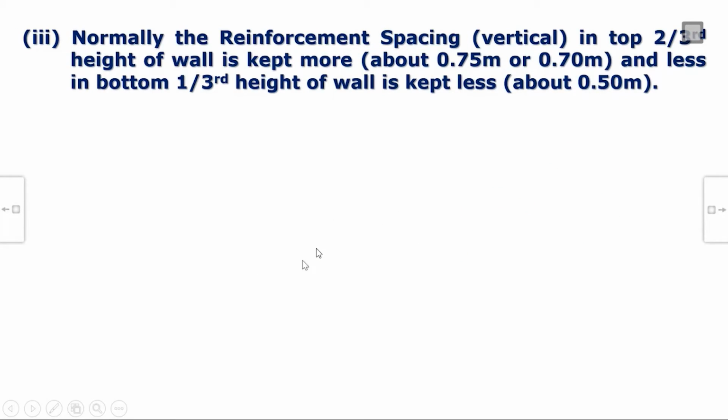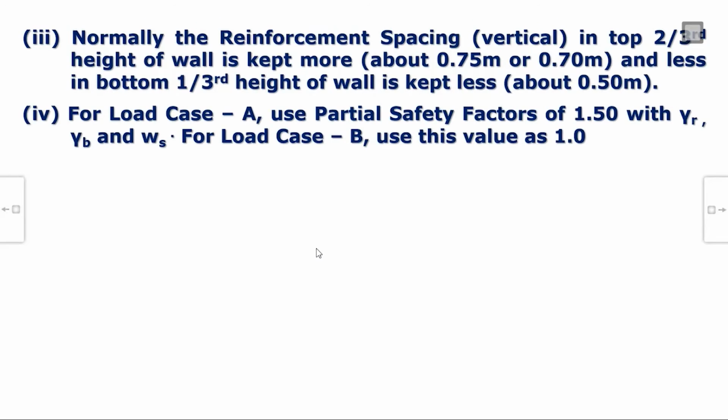Then check that your tensile stress is not coming more. If it is coming more, either you increase the spacing, but don't make it too close, less than 0.4 or something, or you increase the length of your reinforcement block. Simple. Now, for load case A, again as per BS, we use a partial factor of 1.5 with gamma R, gamma B and Ws. Wherever we use this gamma R, gamma B and Ws in the previous formula, use these partial safety factors, and for load case B, this value is 1. So you don't have to really use any partial factors.